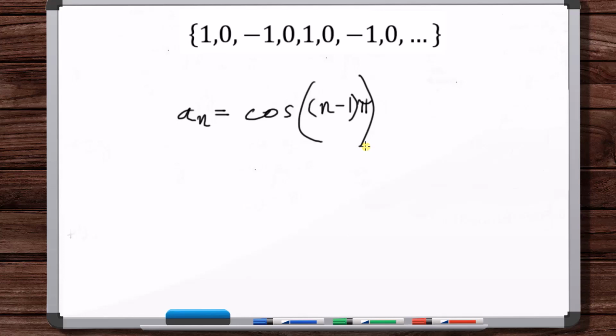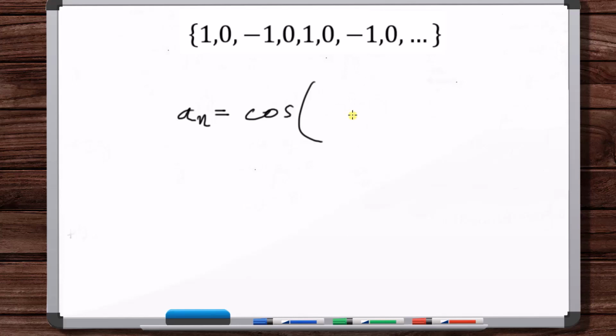Okay, so n is equal to 1, 0 times pi, cosine of 0 is 1. n is equal to 2, 2 minus 1, cosine of pi is what? Minus 1. So we're getting better, but not quite. We need to get 0 for the second term. So cosine of what gives 0? Cosine of pi over 2. So whenever n is equal to 2, we need to get pi over 2 here. So 2 minus 1 is 1, you get pi. So let's just divide this by 2.